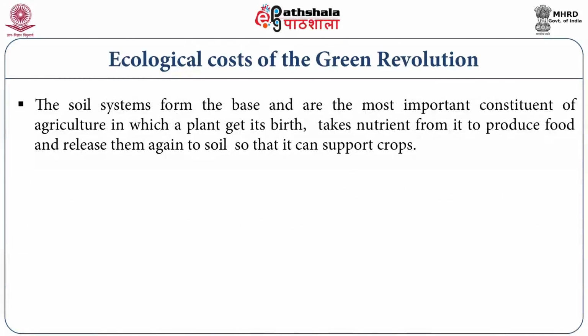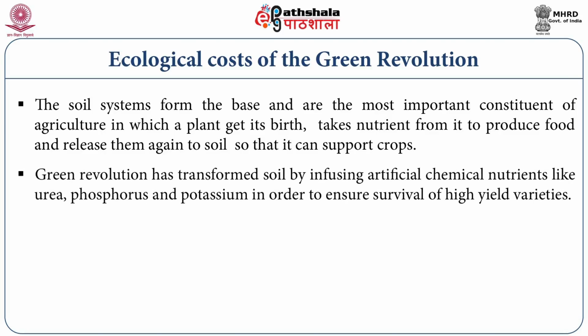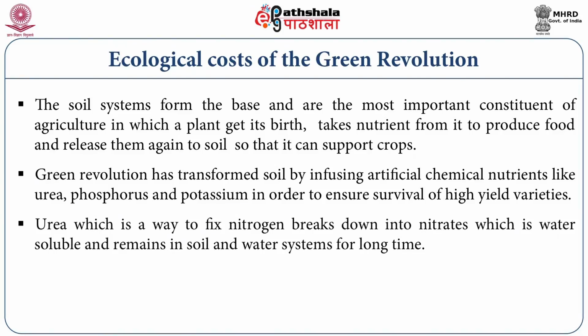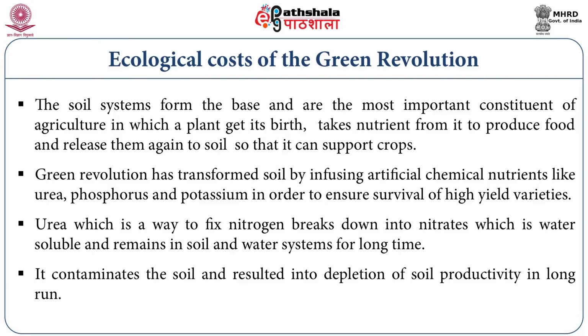The soil system forms the base and is the most important constituent of agriculture, in which a plant gets its birth. It takes nutrients from the soil system to produce food and releases them again to soil so that it can support crops. The Green Revolution has transformed soil by infusing artificial chemical nutrients like urea, phosphorus, potassium in order to ensure survival of high yielding varieties. Urea, which is there to fix nitrogen, breaks down into nitrates, which are water soluble and remain in soil and water systems for a long time. It contaminates soil and results in depletion of soil productivity in the long run.